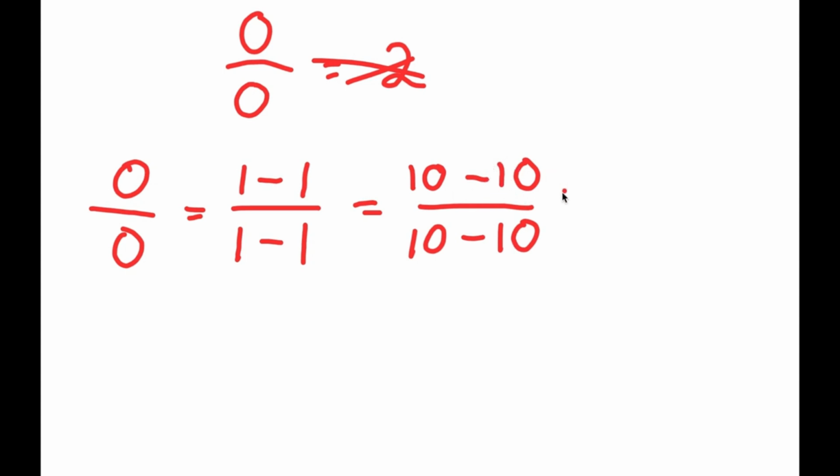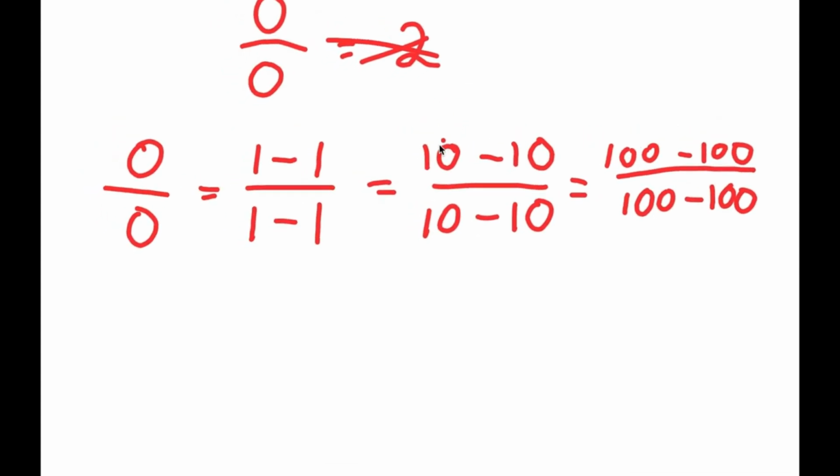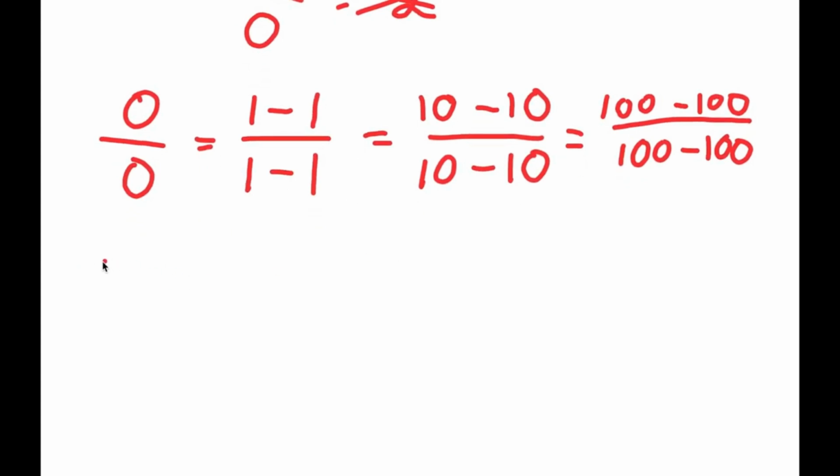And if this is true, then this is also the same thing as 100 minus 100. So I have 100 minus 100 over 100 minus 100. So because all of this is true, now I can start by making things a little more complicated. So let me rewrite this over here. I have 100 minus 100 over 100 minus 100.